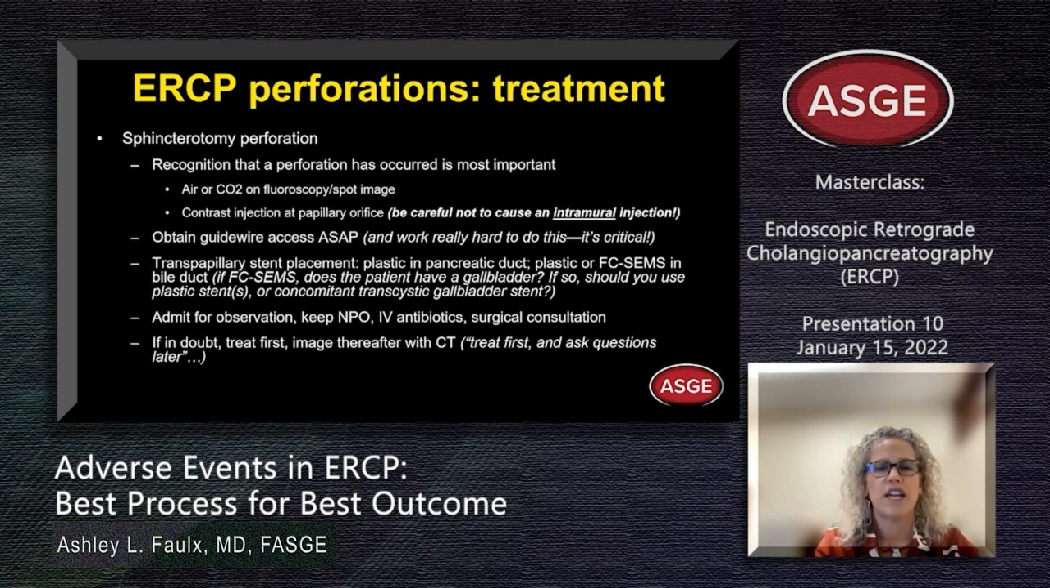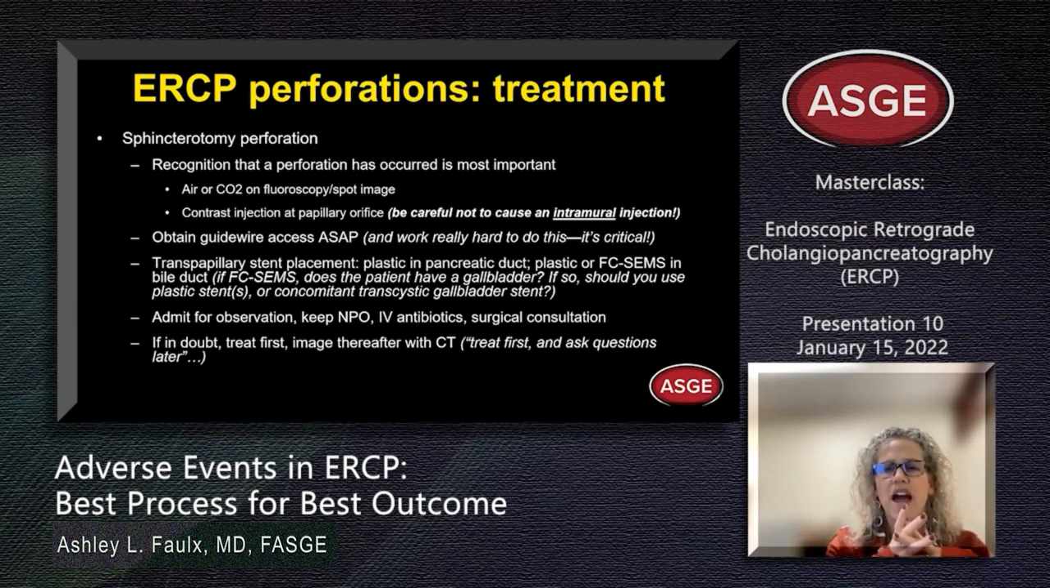Sphincterotomy perforation, again, be aware that these things can happen. And if you see it, you want to try again, get the guide wire across, work really hard to do it, because you can fix this if you put a stent in. You can put in a plastic stent, or you can put in fully covered metal stents. That can help with tamponade, sort of sealing the perforation.